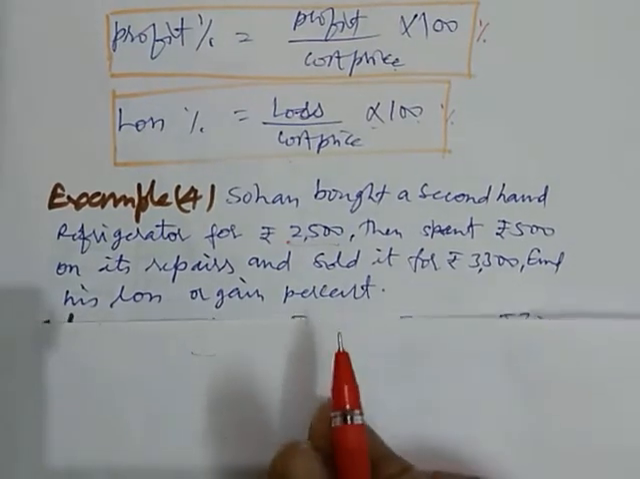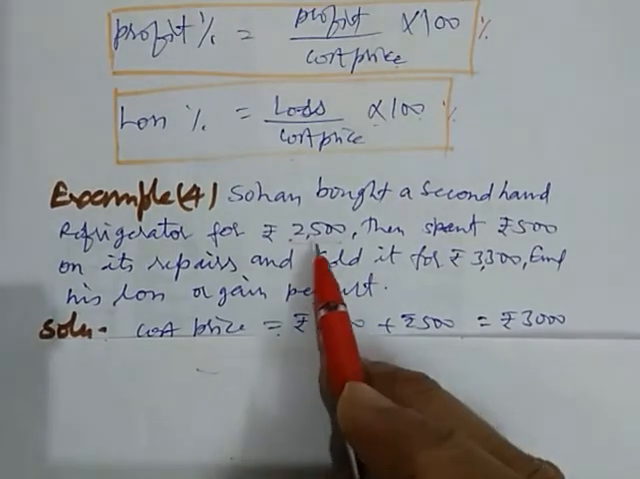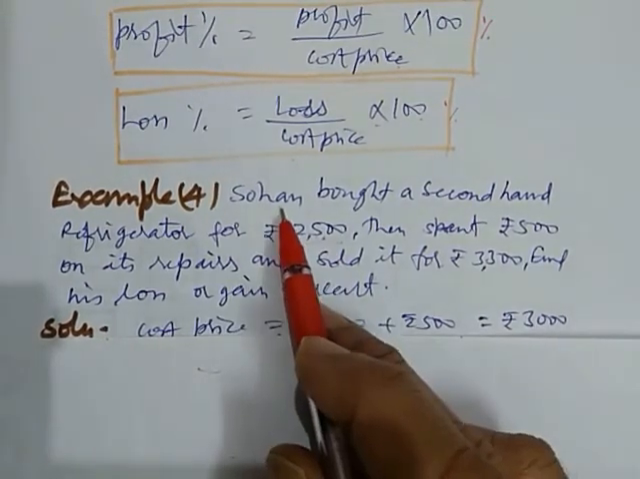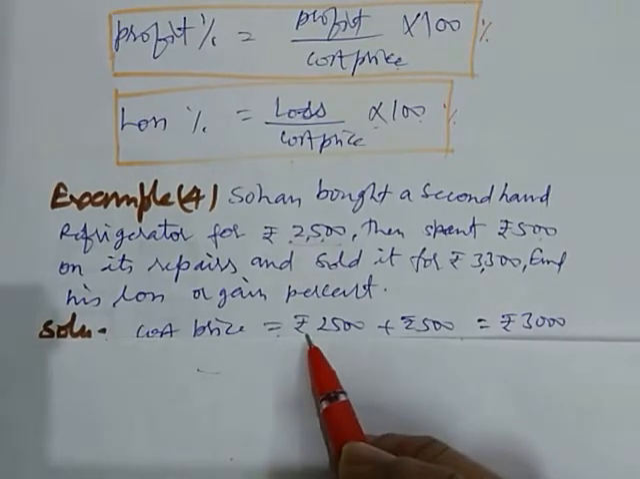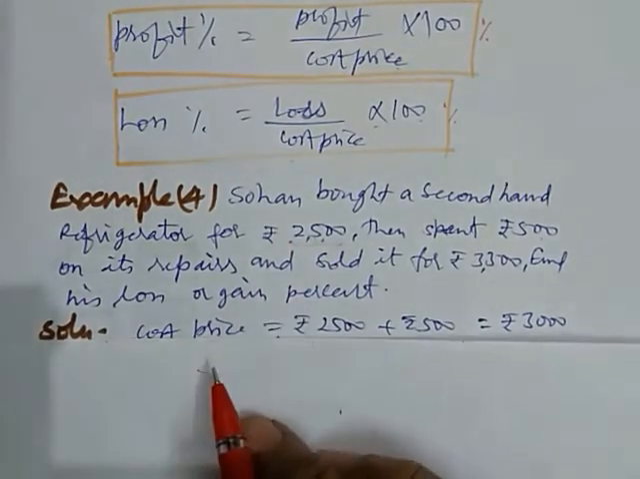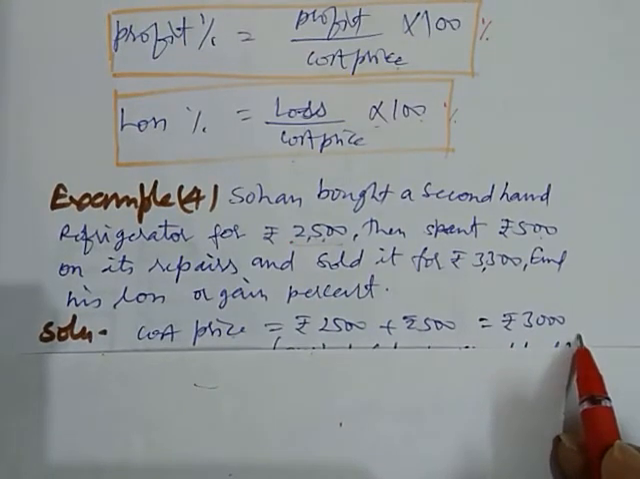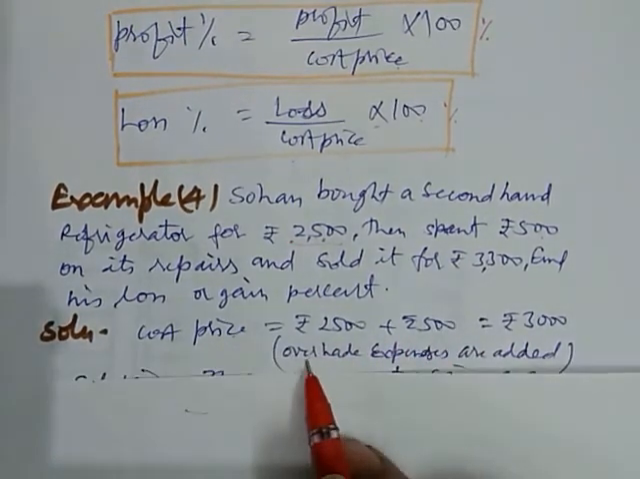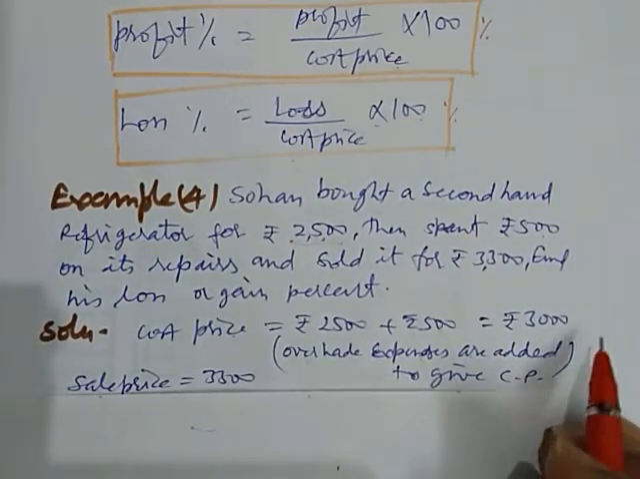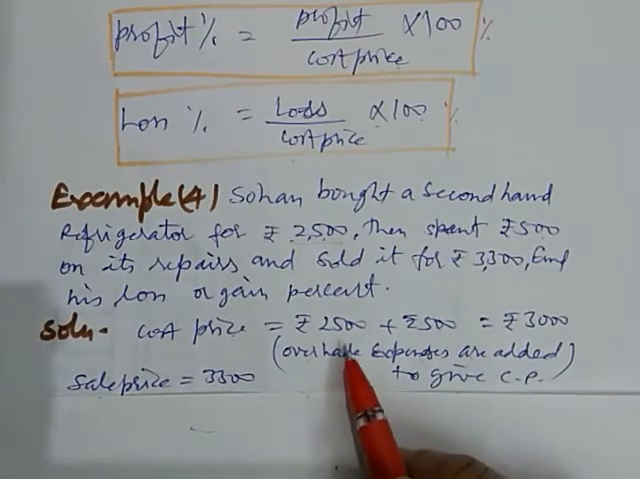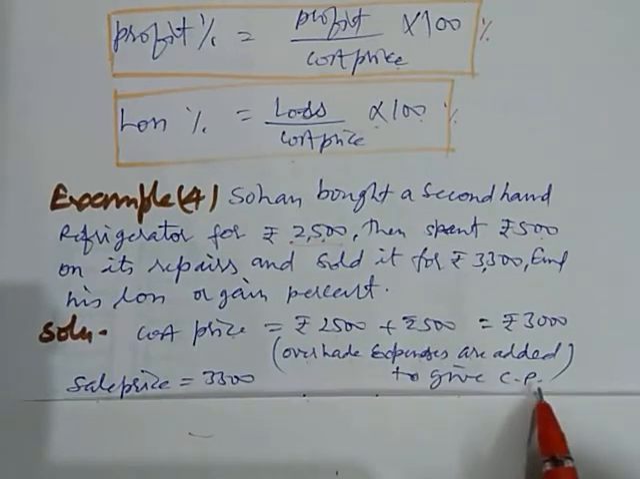So first we have to calculate the real cost price. This is the initial price of Sohan. Then he spent rupees 500, so this is also added to this. So Sohan's cost comes to rupees 3000 by adding this. Overhead expenses are added to the initial price to give the cost price. Then we find the cost price.